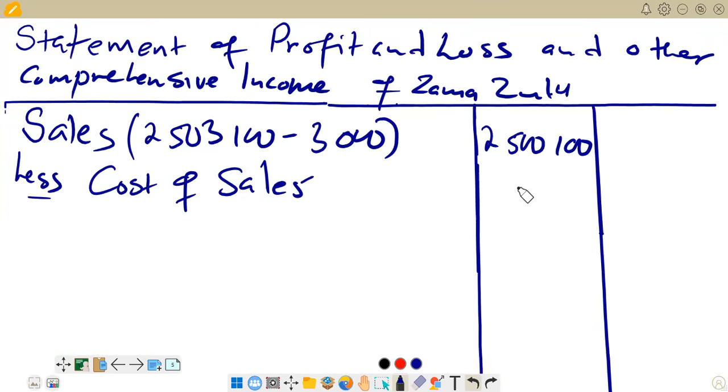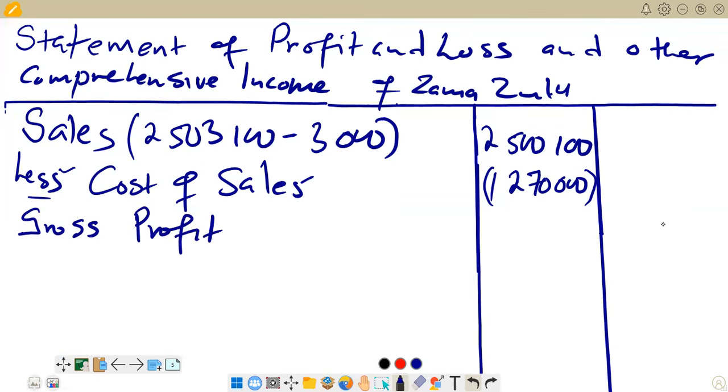So here now we've got 1,270,000. So here, this is what we have. And here we are saying less, so it means here we are subtracting. You can show by putting brackets that you are subtracting. So when you now say sales minus cost of sales, you get gross profit. So here now we have our gross profit.